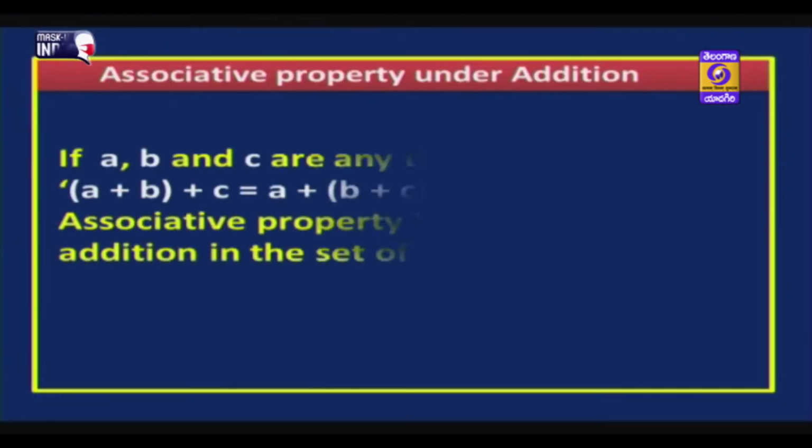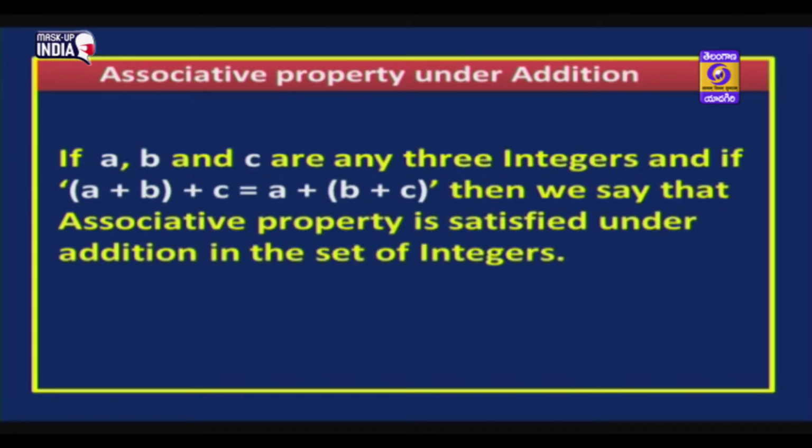So, children, we have seen what is meant by associative property. So, children, what I want you to do is you pick any 3 integers and try the same property, okay, and see whether it satisfies or not, and definitely you will conclude that the property holds good for any 3 integers. Okay, children. Now, let us see what the property is. Associative property under addition. If a, b and c are any 3 integers and if a plus b within brackets plus c is equal to a plus of b plus c, then we can say that associative property is satisfied under addition in the set of integers.